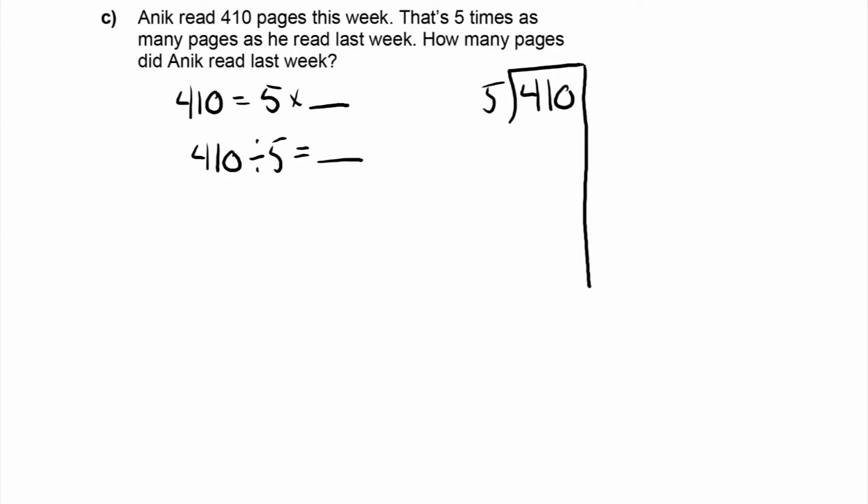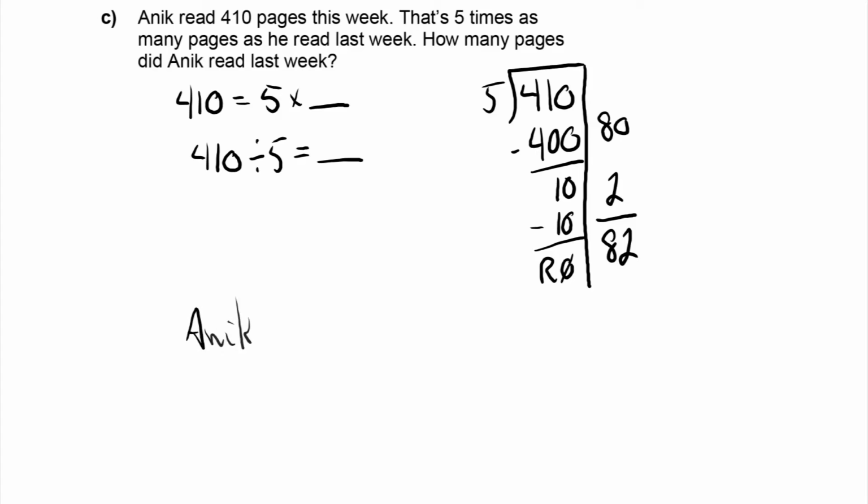We use the partial quotients method for this one. Now I know that 5 times 8 is equal to 40, so therefore 5 times 80 will be equal to 400. So 80 times 5 is 400, with 10 remainder when I subtract that. And 5 into 10 I know is going to be 2. 2 5s are 10. Subtracting gives me a remainder of 0. Adding up, I have 82. Therefore, we can say Anik read 82 pages last week.